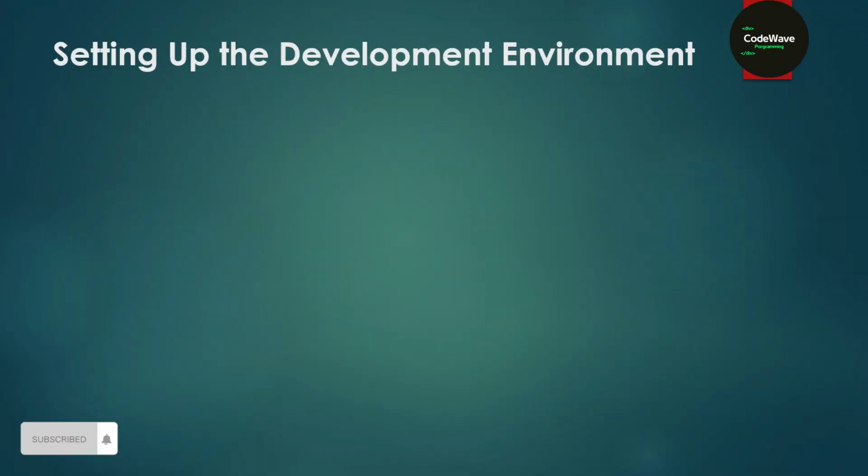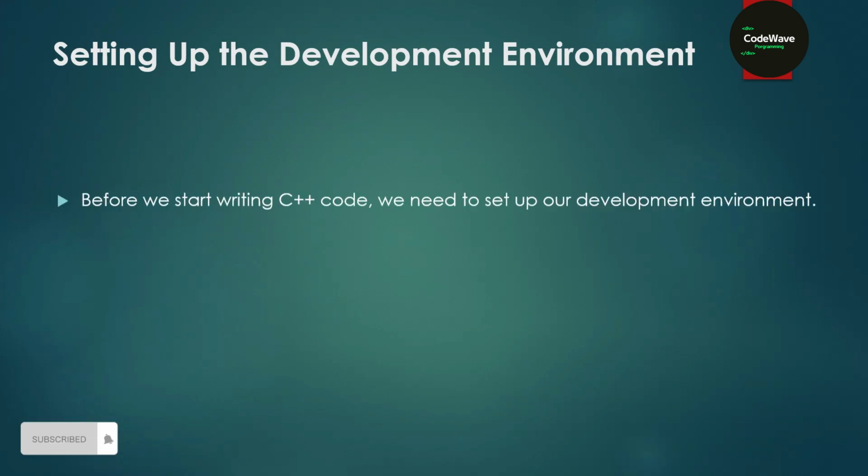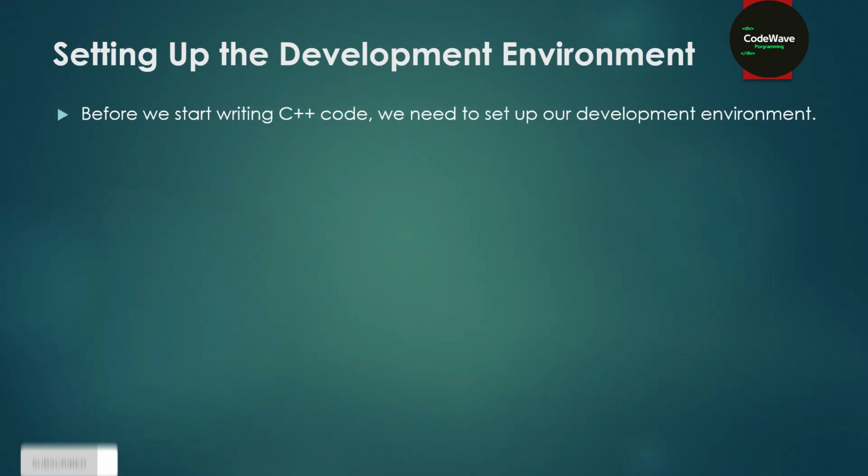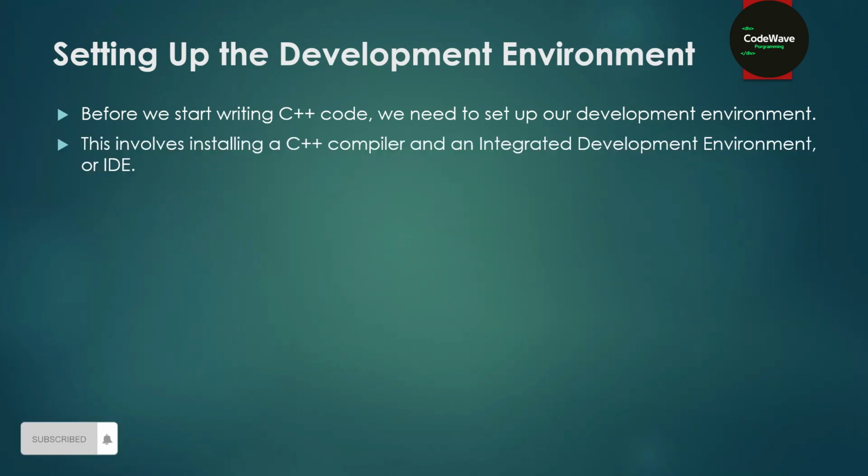Setting up the development environment. Before we start writing C++ code, we need to set up our development environment. This involves installing a C++ compiler and an integrated development environment, or IDE. Here are popular choices you can select on your own choice.